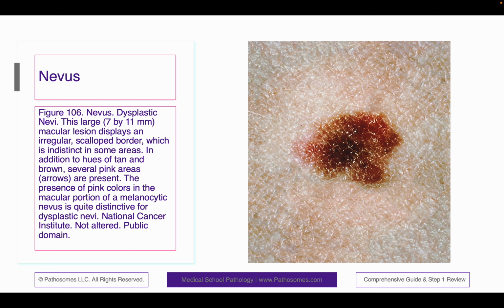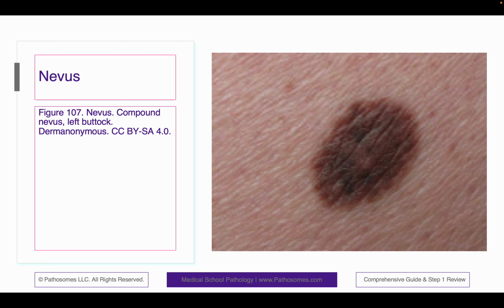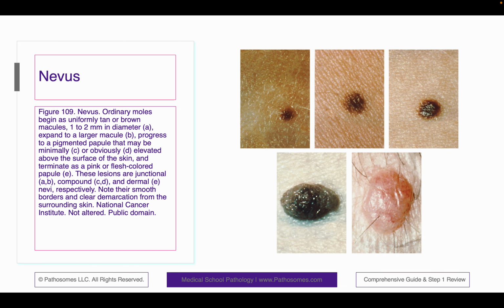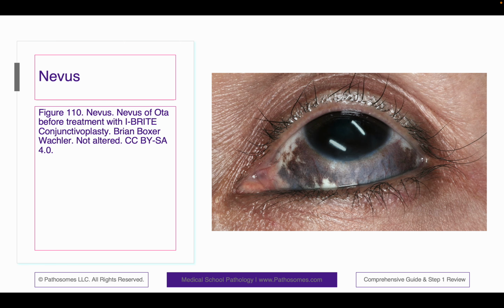And here we have a dysplastic nevus. Note that it's somewhat large, has scalloped borders. It's a bit indistinct in areas. And here we have a compound nevus on a patient and a dermatoscope used by dermatopathologists or dermatologists to assess skin lesions. And here we have a panel of various normal moles. And here we have nevus of Ota before treatment, right? That nevus is affecting this patient's eye.